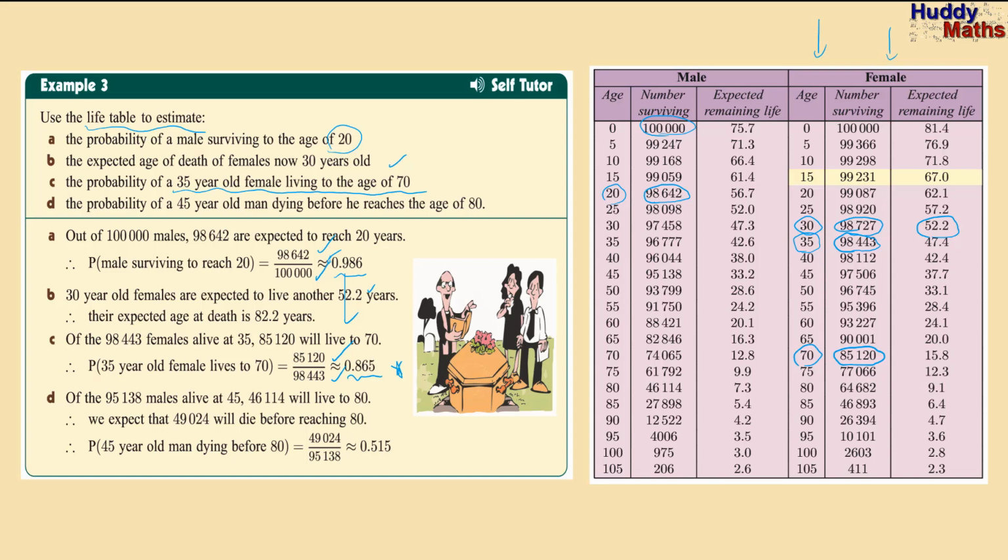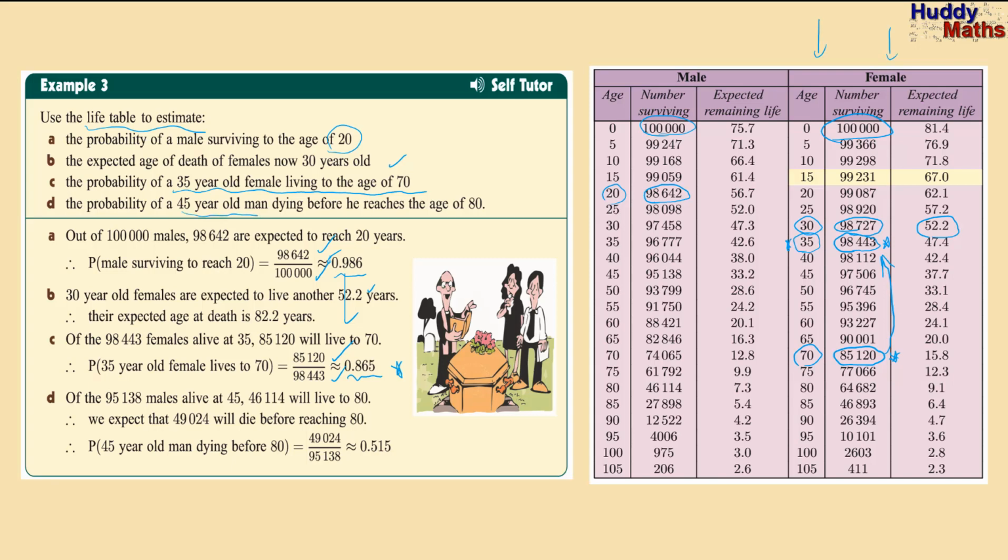So get the idea? It's conditional, isn't it? Of the 35-year-old females, so you have to start here, not back at 100,000. So you know they're there. They're alive at 35. How many are still alive at 70? So it's this many out of that many. Get the idea? Tricky stuff, some of this.